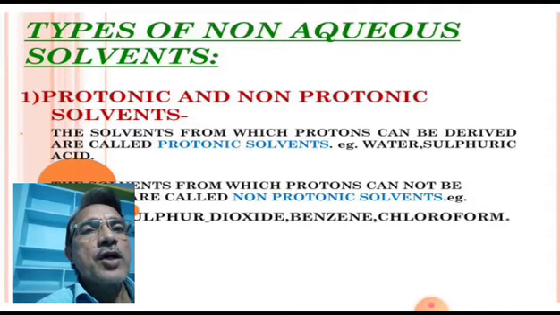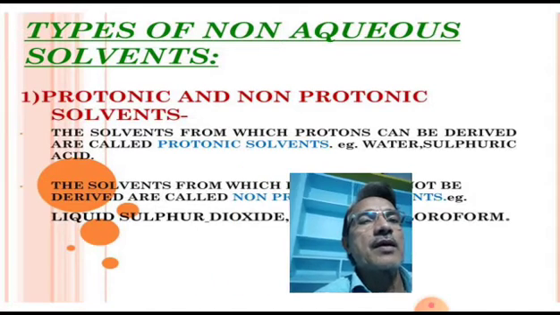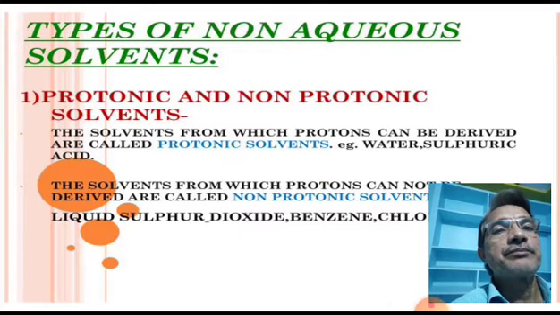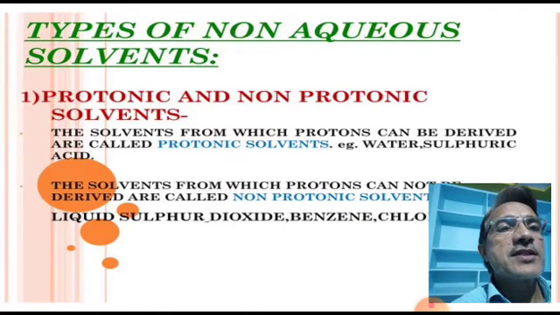Number 1, protonic and non-protonic solvent. What are called protonic solvents and what are called non-protonic solvents? The solvents from which protons can be derived are called protonic solvents.